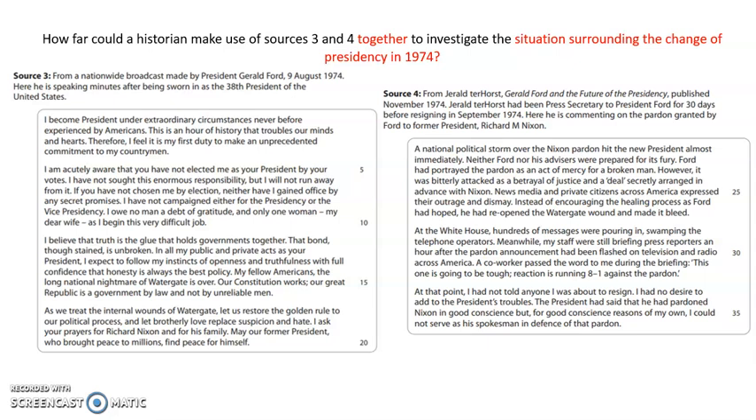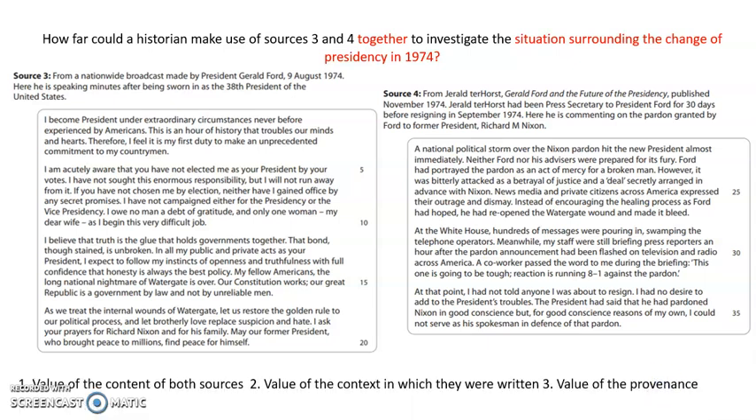If we look at the bottom here, this is what we're going to suggest as your structure. Because there's quite a lot of time pressure for this question, there's no point doing an introduction. It's not going to add any value to your answer. So first paragraph is going to be focused on the value of the content of both sources. So what does the writing in the boxes suggest about the situation surrounding the change of the presidency? We need to remember this first paragraph is probably going to be the longest of your three main paragraphs.